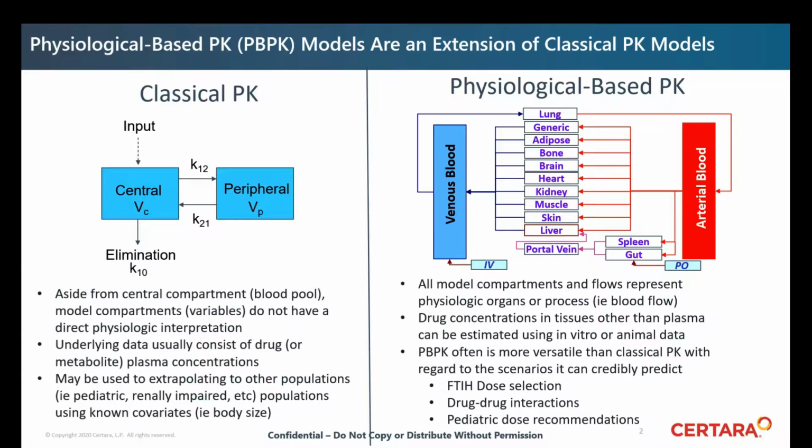Now, one might ask, what is it that these models buy us? They have considerably more complexity. But the greater complexity also brings with it greater predictive power, so that you're able to make more robust predictions to circumstances for which you do not yet have experimental data. As such, these models are often used for first-time-in-human dose selection, predicting drug-drug interactions, and extrapolating to other populations, including pediatric as well as organ impairment.